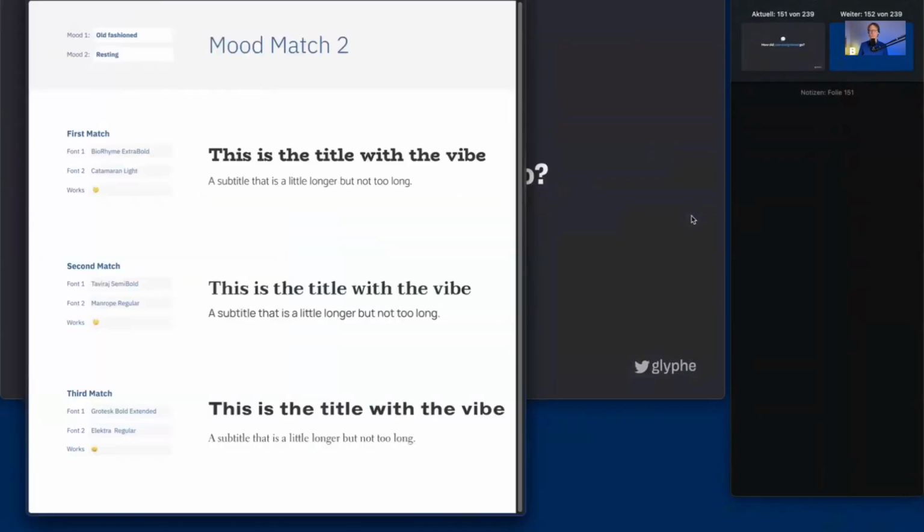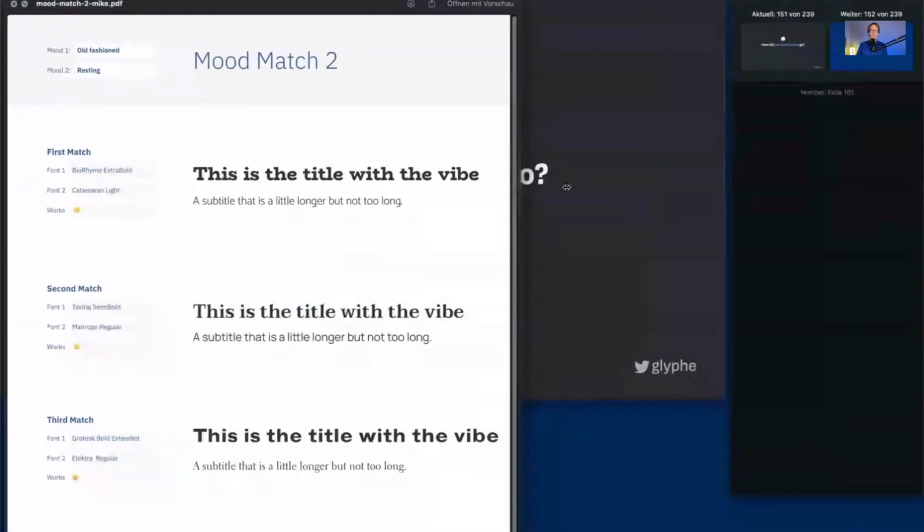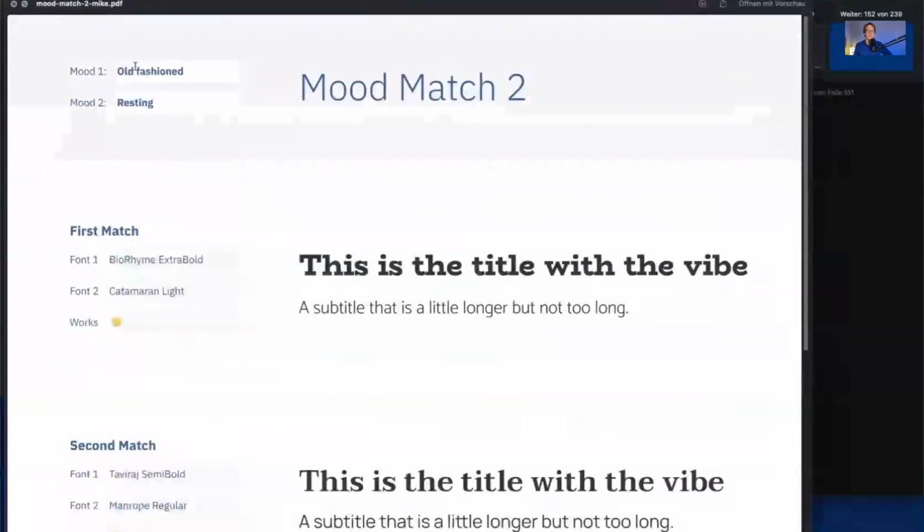So next one would be the second mood match. Also like that one. This is now old-fashioned and resting. Okay, for old-fashioned, BioRhyme Extra Bold. Yeah, this has some kind of old-fashioned vibe to me, since it is a slab serif, and this reminds us of this retro stuff. It's a bit too modern, though, in the details, where you can see that the E has this organic shape there, which is contrasting in itself, which I find very interesting.